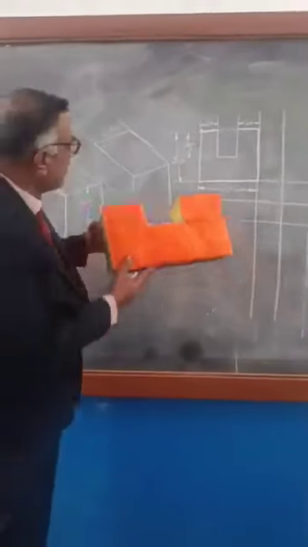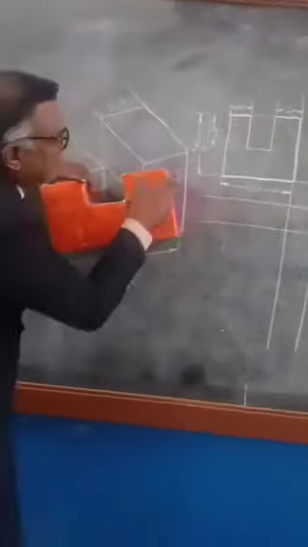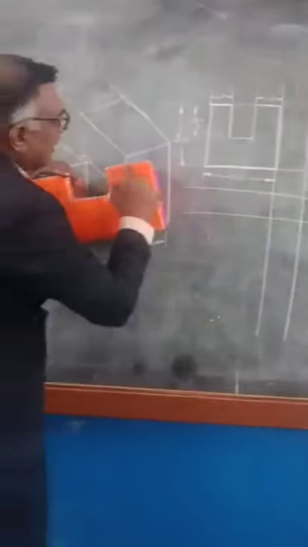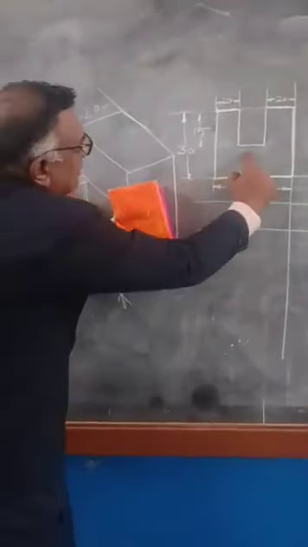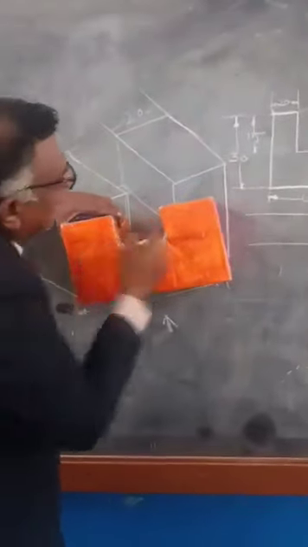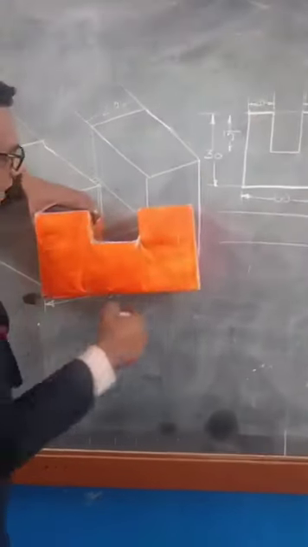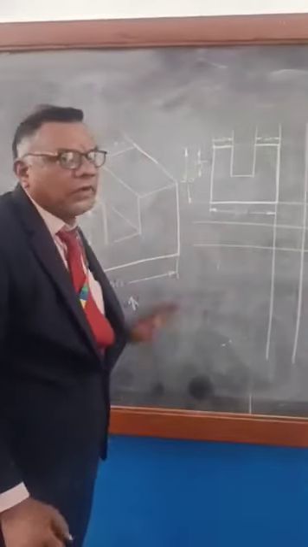So here you are showing the same thing. This horizontal line, vertical line, 30 degree line, make it a horizontal line. This vertical line, this 30 degree line, horizontal line. This vertical line. This part is the horizontal line, and this is the vertical line. Right, this is the front view. We completed the front view.